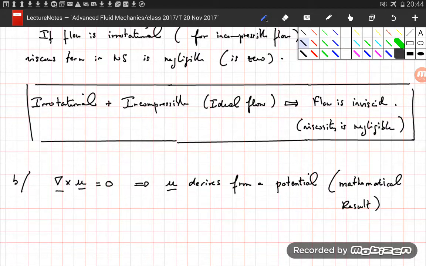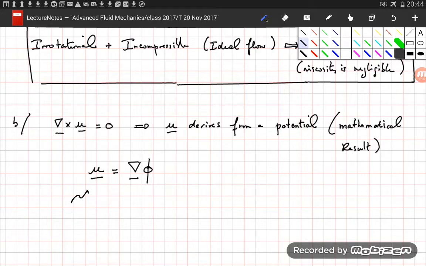This is a mathematical result, and therefore, if u derives from a potential, we can write u as the gradient of a function. Here u is the velocity field, and phi is the velocity potential.